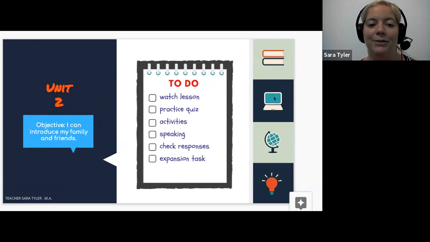Welcome to Unit 2. Our objective is: I can introduce my family and/or friends. So today we're going to go over everything that we learned last week, but we're also going to see how we can change the sentence structure to introduce other people as well as ourselves. Let's go ahead and start with that.